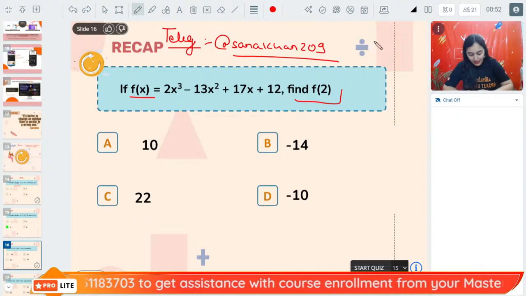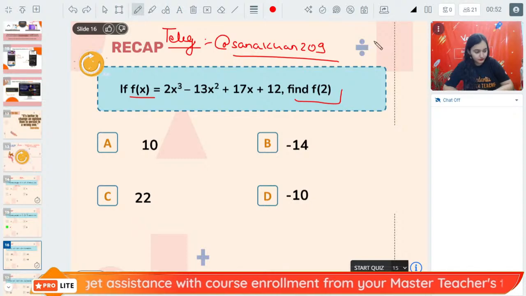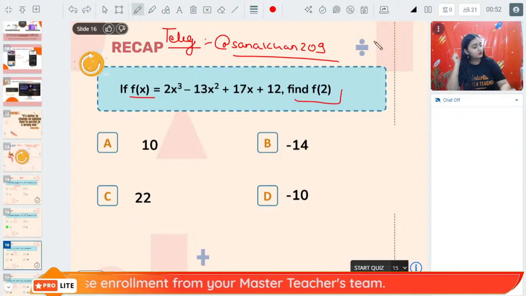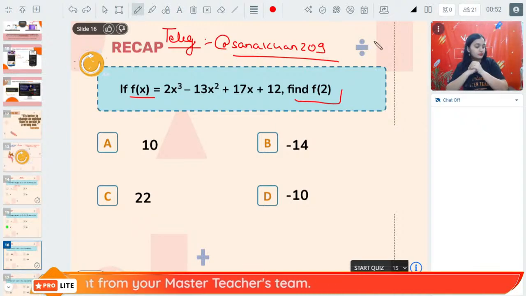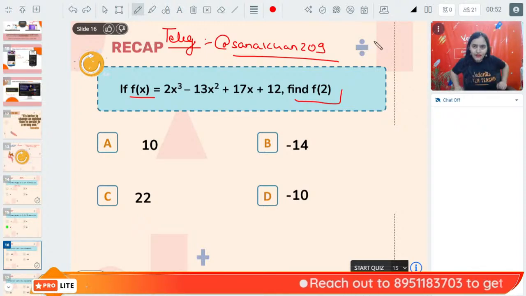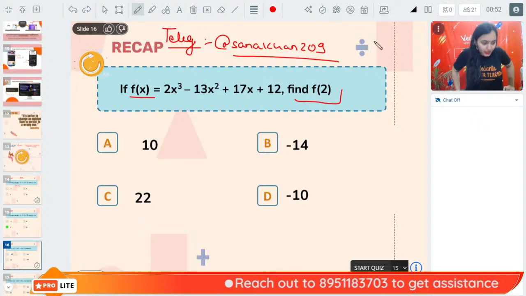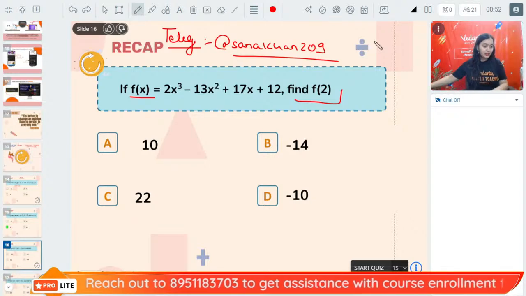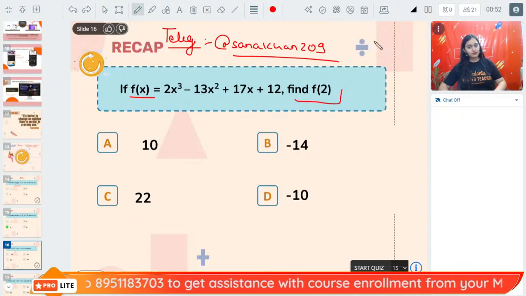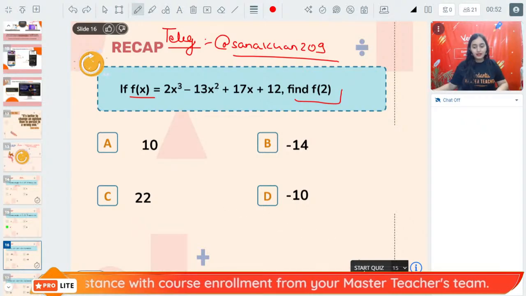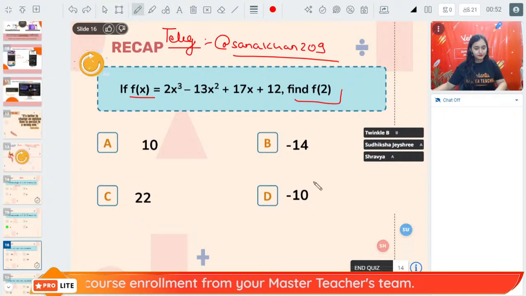Find the value of f(2). And why are we having so less students today? So many students absent. What happened? Ready? 3, 2, 1, and start. Mark your answer.